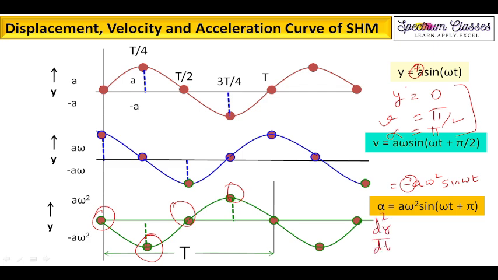Further, we are going to see d2y by dt square equal to minus alpha omega square, and we will find the solution for this equation in the case of waves, right? Which is very important again.